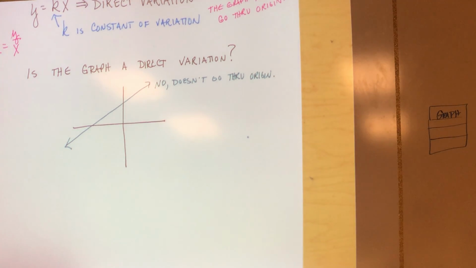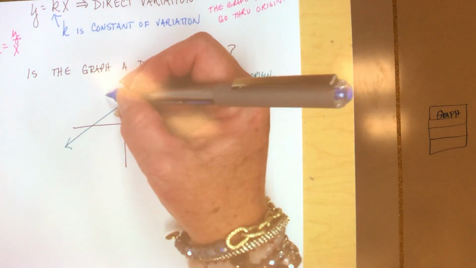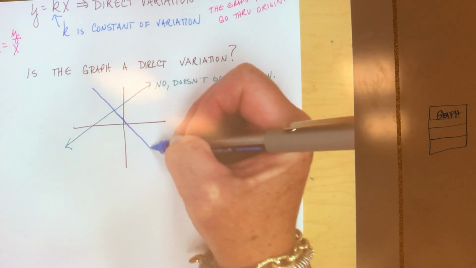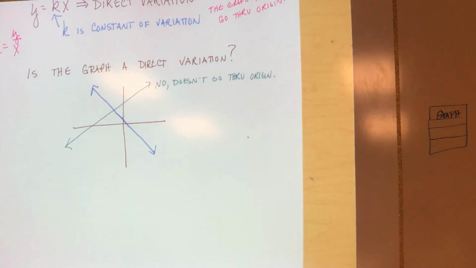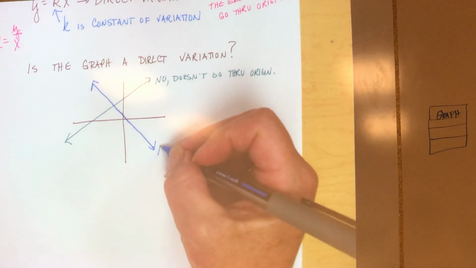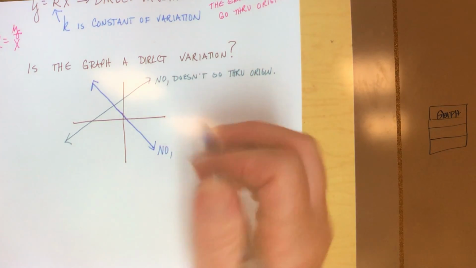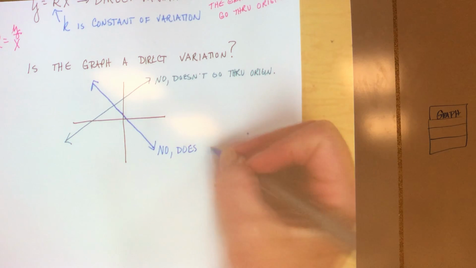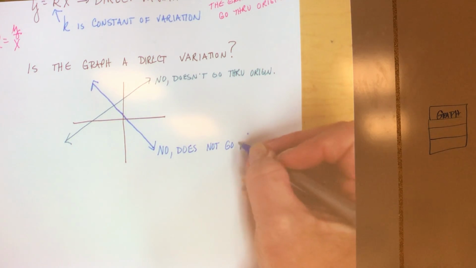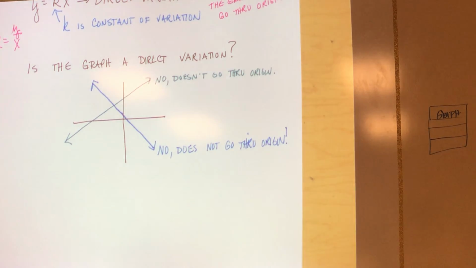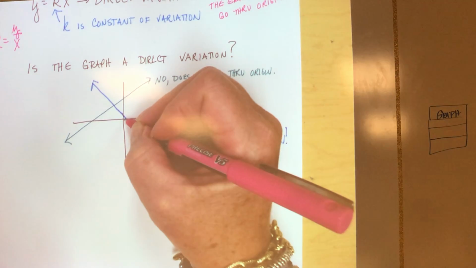Okay? Some people are like, what? Like, okay, so that's all there is? Surely there's something else. No, people, there is nothing else. Okay? What about this guy right here? No. Close, but no cigar. Close, but he didn't quite get there. No. Does not go through the origin. All right? Let's look at this guy right here.